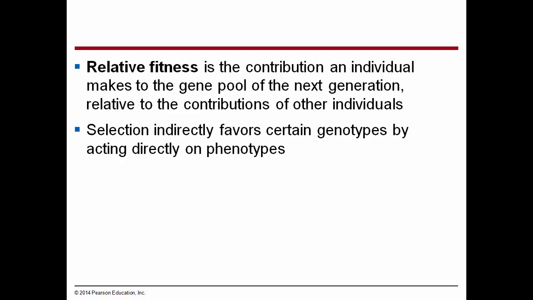Relative fitness is the contribution an individual makes to the gene pool of the next generation, relative to the contributions of other individuals. So, for example, if all your friends are having 2 kids and you have 10 kids, then your relative fitness is greater. Relative fitness is basically the amount of offspring that you contribute to the gene pool. Selection indirectly favors certain genotypes by acting directly on phenotypes.